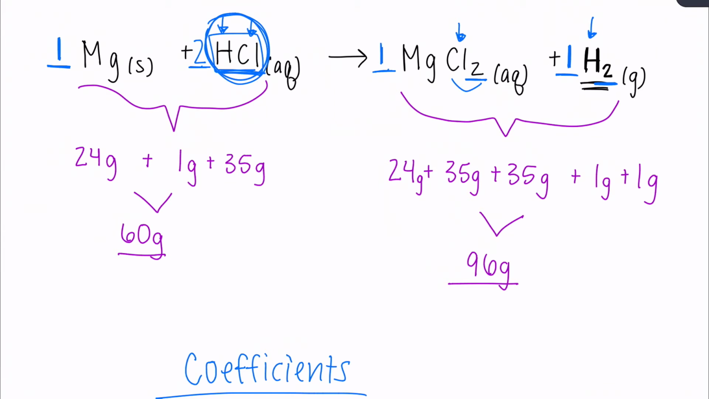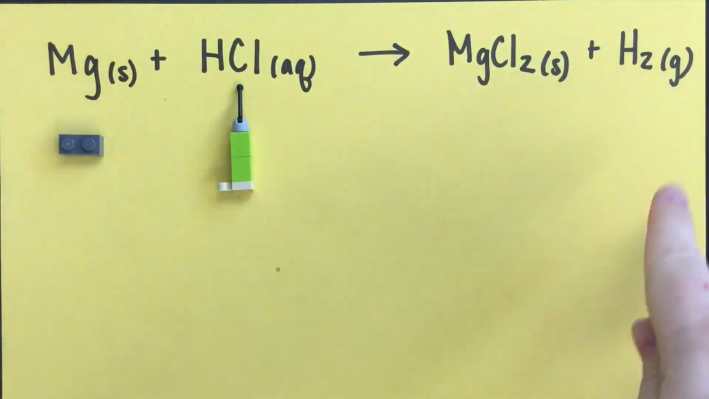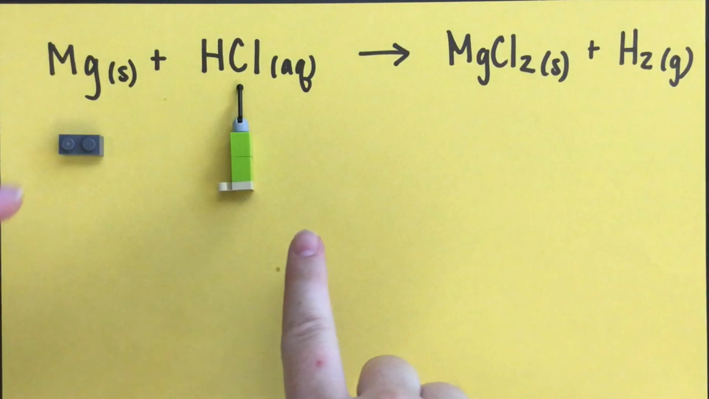You don't want to change the subscripts. For instance, write H2Cl2. Don't do that, because that's saying you're changing the bonding, which we're not doing. All I'm saying is that I have 2 separate HCl molecules a part of this reaction. So I'm going to show that now with the Legos. So we've seen that the mass is not conserved and that we have to balance our chemical equation. And so I'm going to show you what that looks like with the Legos.